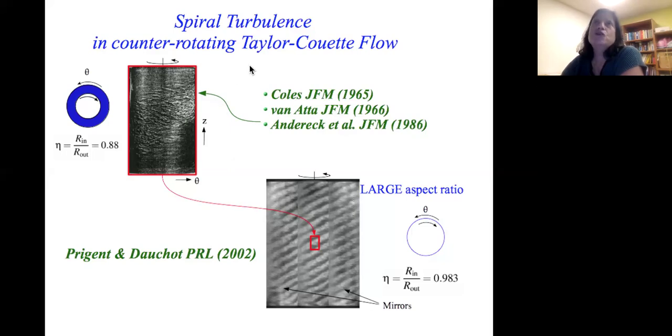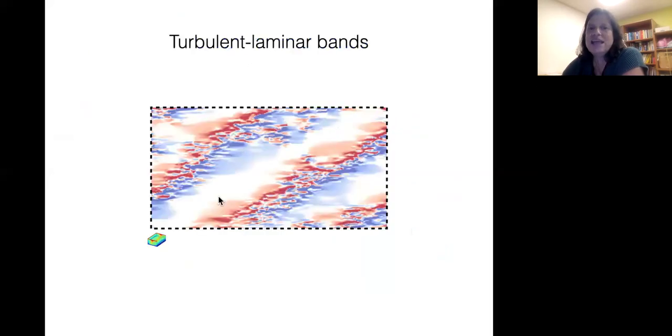Taylor-Couette flow is the flow between differentially rotating cylinders. And here is a view from the top of the outer and inner cylinders that are counter-rotating. And here's a piece of turbulence, as you saw in this picture here. There's turbulence, and then there's laminar, and then there's turbulence, and then there's laminar. Okay, so you see that.